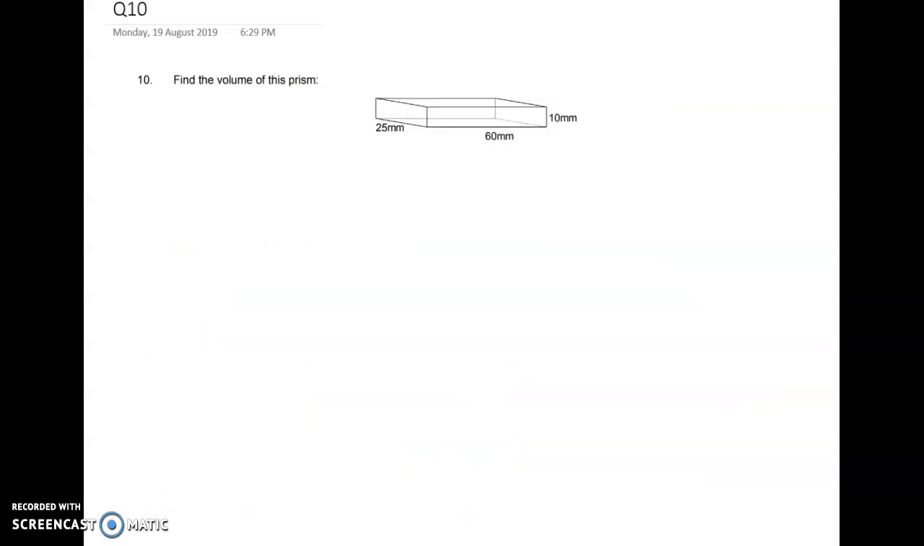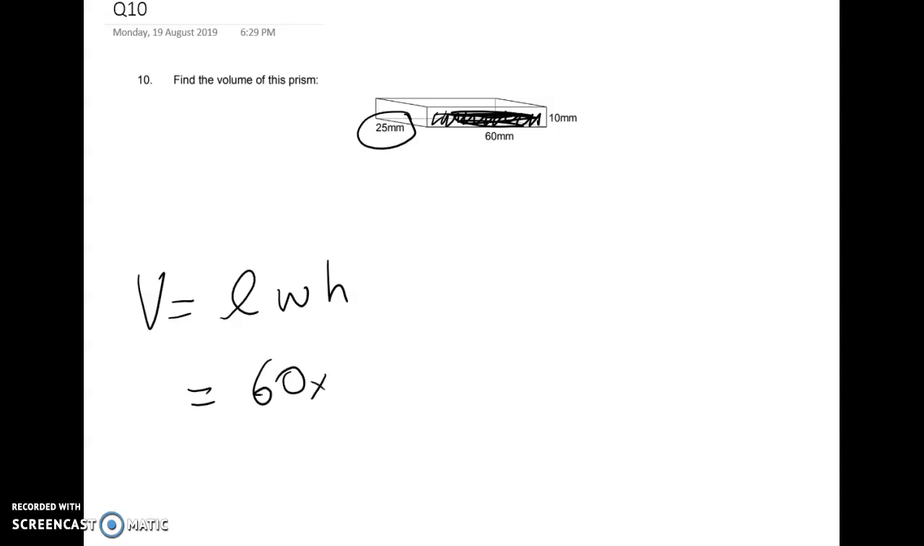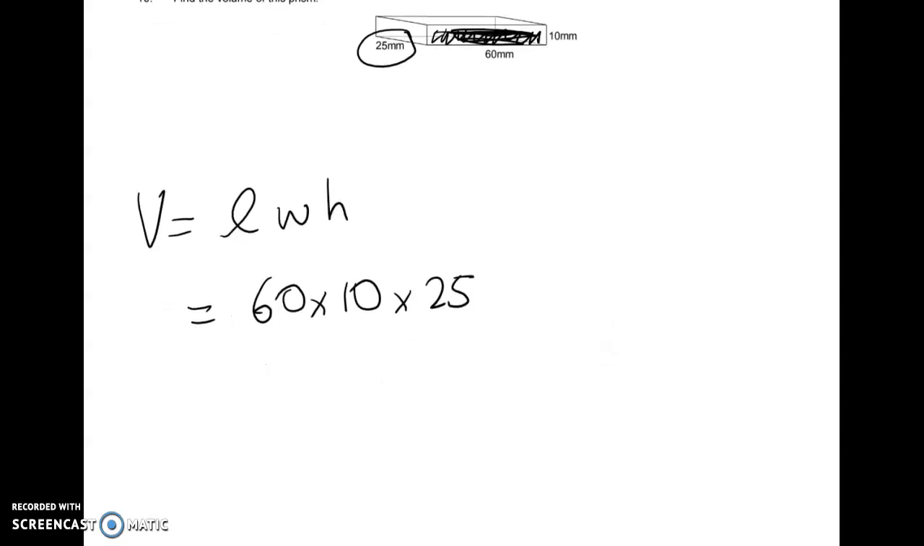And so in this case, the cross-sectional area. Well, it doesn't matter which pair we choose because it's a cuboid, but we could do the front face here first, and then we're going to multiply by 25. But the other way that most of you will do this one is to go, oh, volume of a cuboid is length times width times height. Either of those approaches works out fine. Okay, so it's going to be 60 times 10 times 25, and the unit will be millimeters cubed.